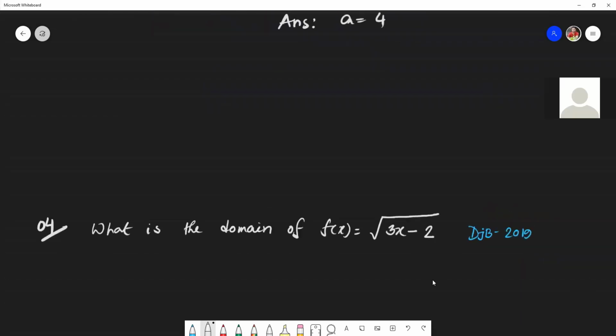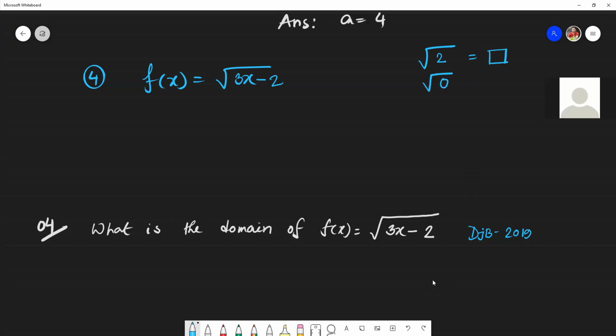First of all, domain function, these types of question you must answer in the exam hall. Number 4. Here given f of x is equal to root over 3x minus 2. First of all, we have to know the condition for the square root. If we get any positive number, no problem, we will get a numerical value. If we give 0, you will also get a numerical value. If we put any negative value, this will be imaginary or complex.